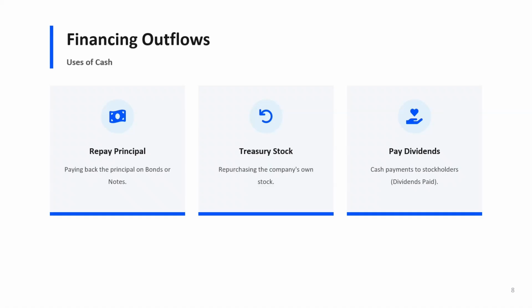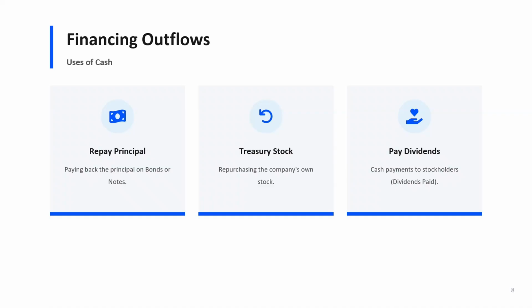Financing outflows represent the cash a company uses to pay back its creditors and owners. These are the payments made related to the capital raise. Key outflows include repaying the principal on bonds or notes, buying back the company's own stock, known as treasury stock, and paying dividends to shareholders. It's important to distinguish these from the operating activities.